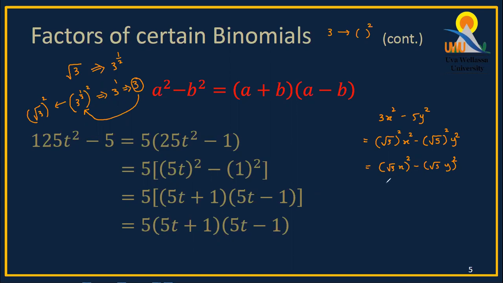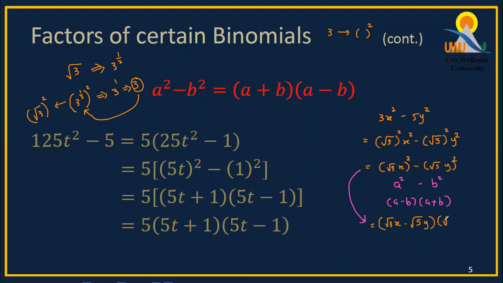Now it is quite similar to the concept of a squared minus b squared. Here it is like a squared, and here it is like b squared. If you have a squared minus b squared, we have written it as a minus b into a plus b. Using this concept, you can now write down this quantity. Instead of a, you will have root 3x. Instead of b, it is now equal to the square root of 5y.